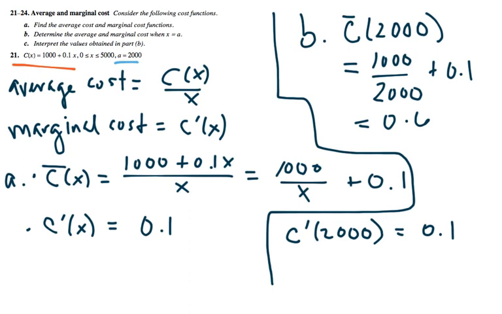Okay, so part C asks us to interpret the values obtained in part B. Average cost per item when 2,000 items are produced is 60 cents per item. That's the meaning of what we have found right here. Whereas marginal cost tells us the cost of producing the 2,001st item. So here the 2,001st item would cost 10 cents. Okay, so that means probably things are getting cheaper the more that you make. It costs you less to make them. That's kind of what I would infer from this.